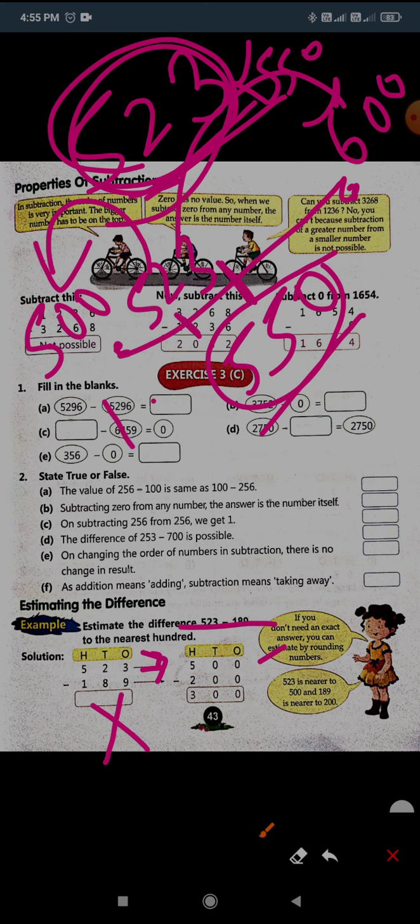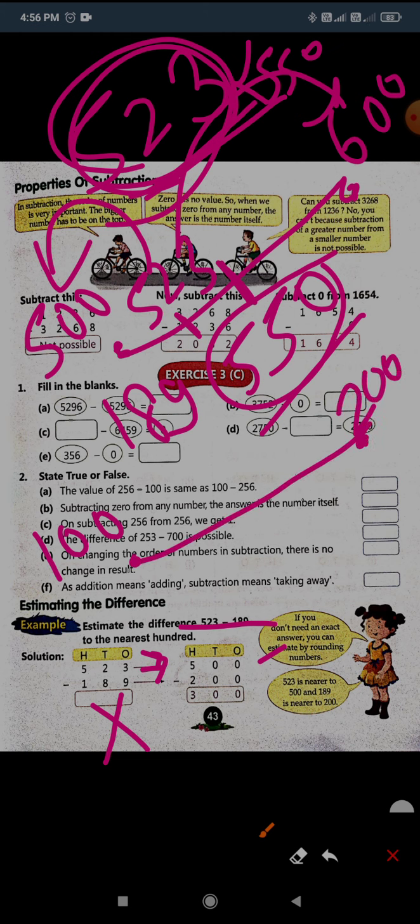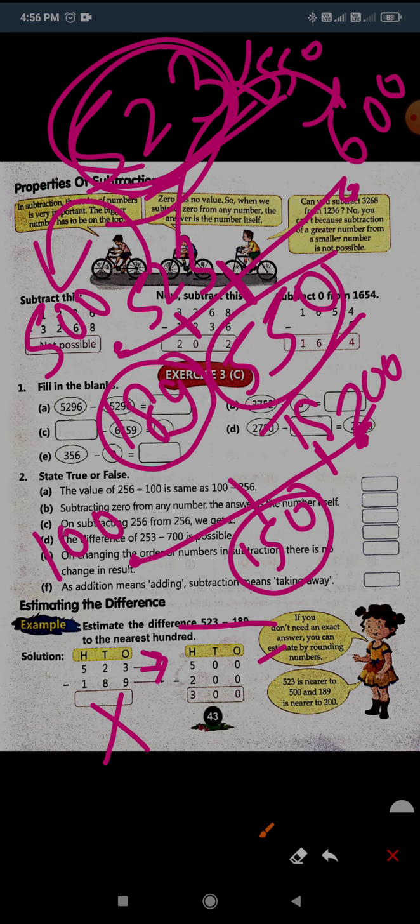Now the next number is 189. So 189 belongs between 100 and 200. So what is the mid of 100 and 200? It is 150. So here you can see that 189 is greater than 150. So 189 will be in the second part of this number line. So 189 is near to 200. So the nearest of 189 will be 200.